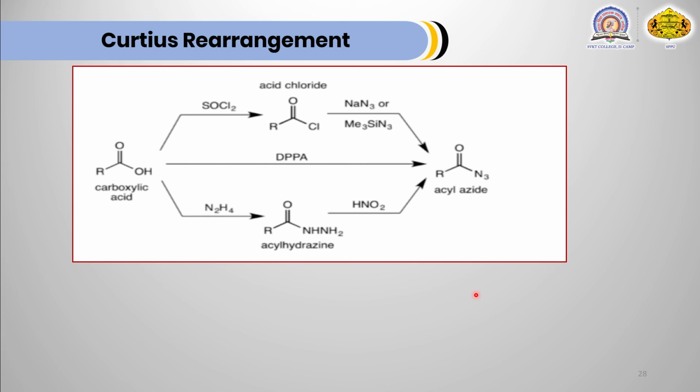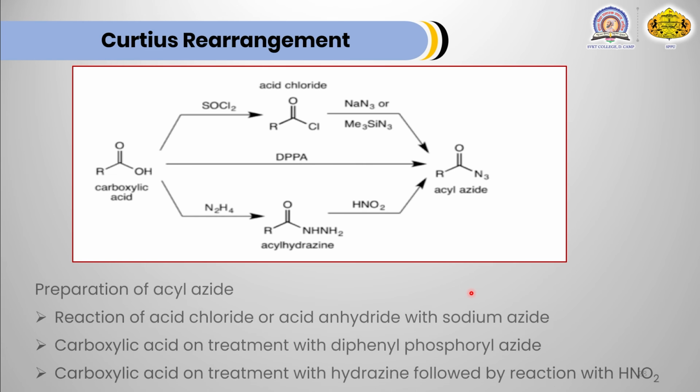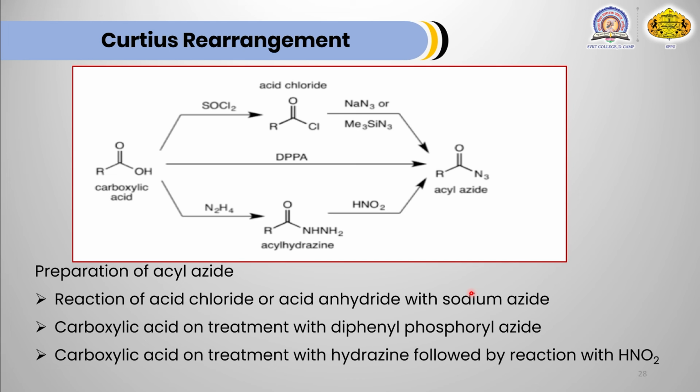Now the substrate molecule for Curtius rearrangement is acyl azide, and this reaction shows how that acyl azide is formed. It can be obtained from carboxylic acid. Carboxylic acid on treatment with thionyl chloride, that is SOCl2, produces acyl chloride, and this acyl chloride on treatment with sodium azide produces acyl azide.